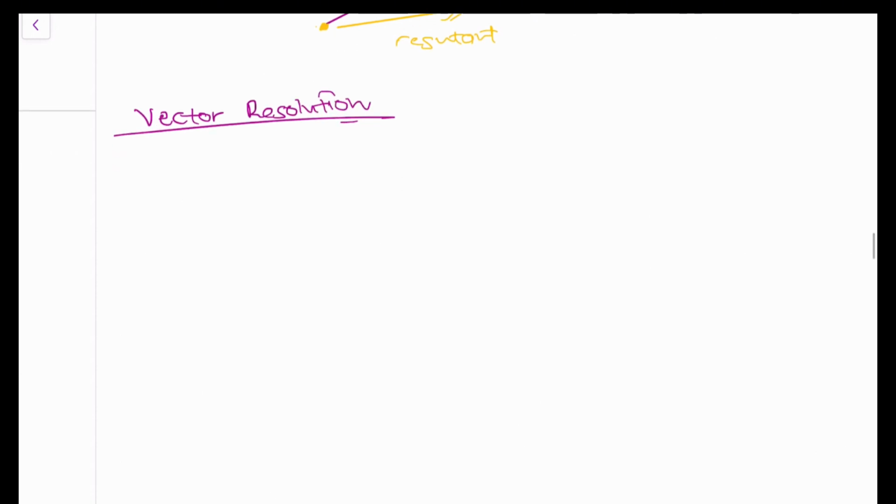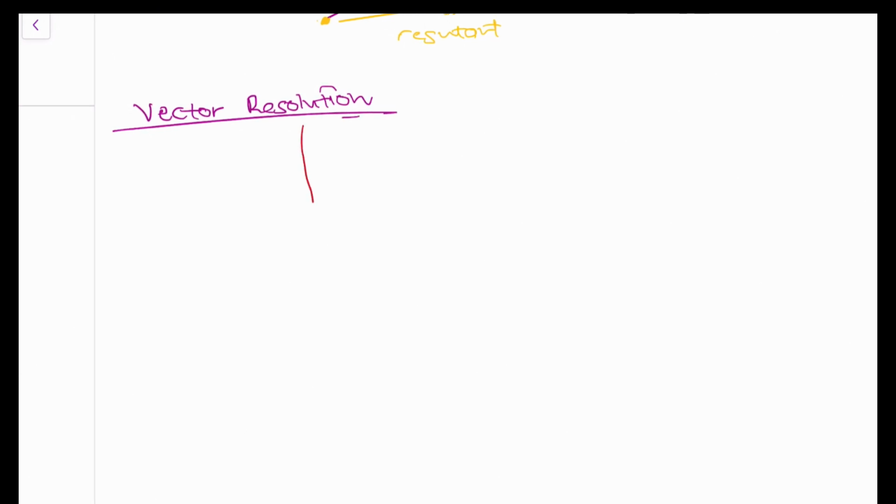So vector resolution is basically going to be about you have a vector, and you want to resolve the vector into what we call components, the components of that vector, right? So how this works is you have a vector that you have, right? So let's assume you have something like this. Okay, you have this vector, right?